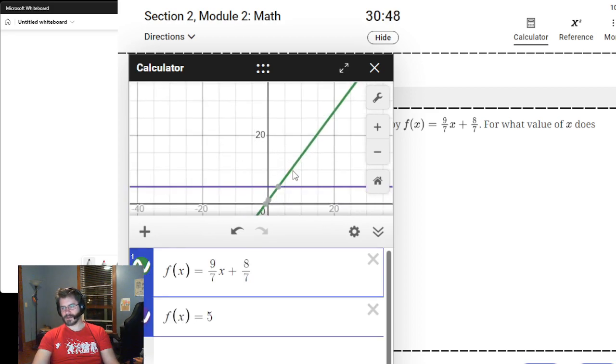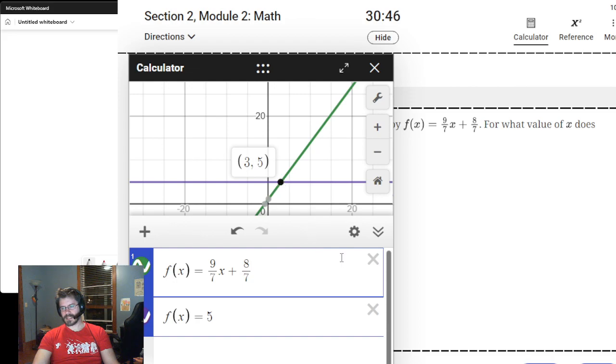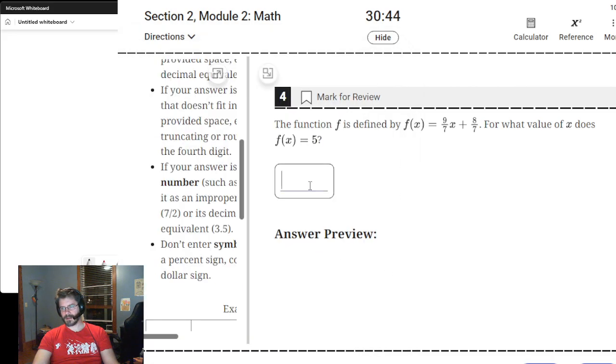And it gives you an intersection there at 3, 5. So 3. It's a linear function, so it should only have one thing. Yeah, it is that simple. Otherwise, you would do it algebraically.